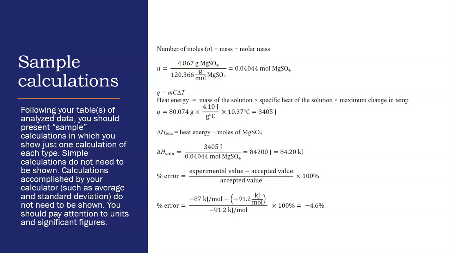You don't need to show anything that is fairly simple, like subtraction, for example. You don't need to show anything that you calculated on a calculator, like average or standard deviation. You don't have to show that.